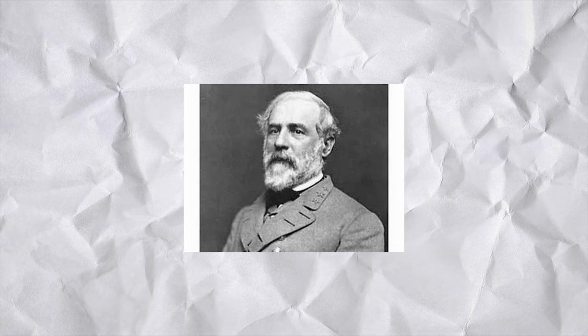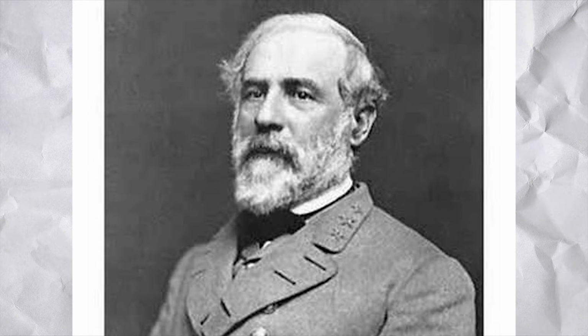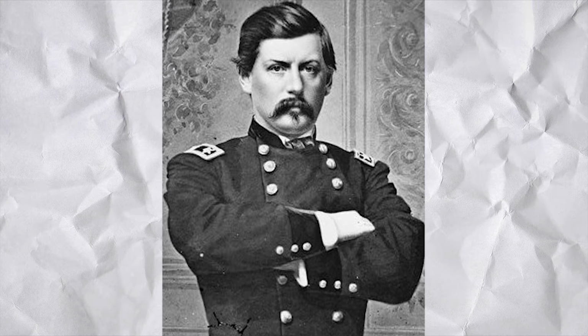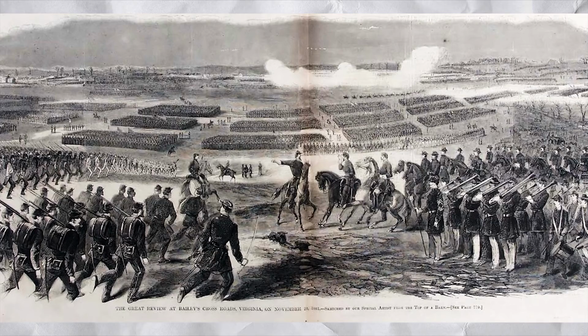June 1st, 1862. General Robert E. Lee assumes command of the Confederate Army of Northern Virginia. June 25th, 1862. Over the course of 7 days of fighting, General Robert E. Lee attacks George McClellan's Union Army of the Potomac near Richmond, Virginia. Huge casualties cause McClellan to withdraw north towards Washington.